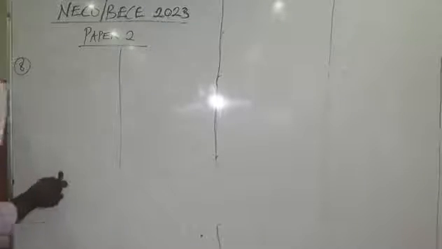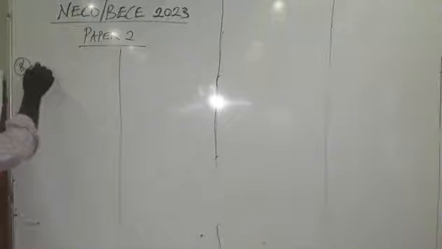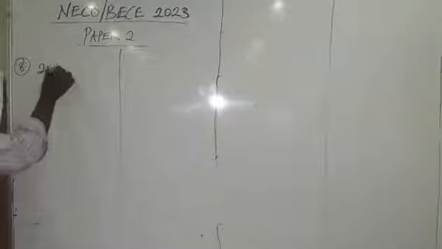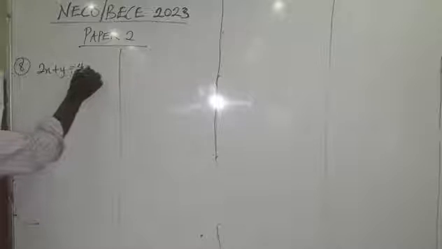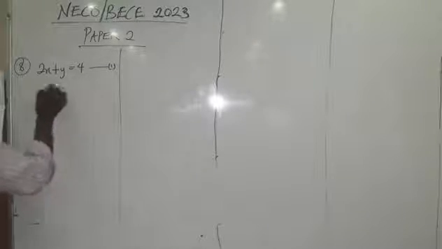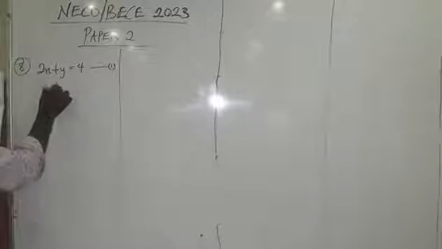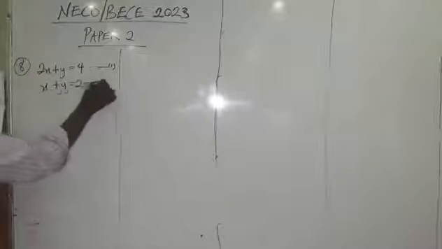Question number 8. We have solved the equations. We have this simultaneous equation. We have 2x plus y equals to 4. This is the first equation, equation 1. Then we have x plus y equals to 2. This is equation 2. So, these are simultaneous equations.